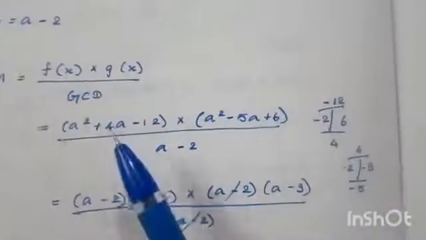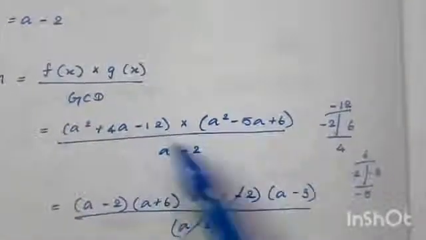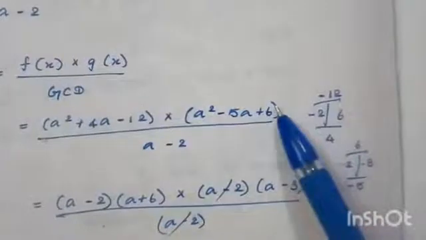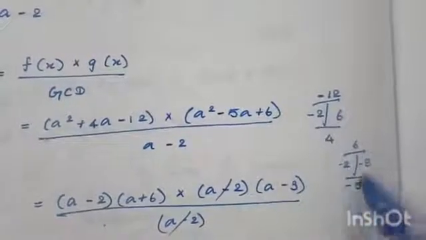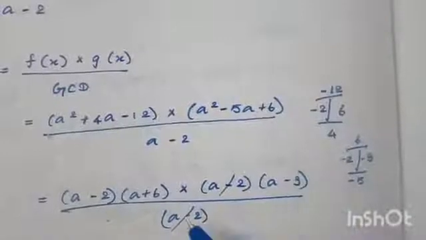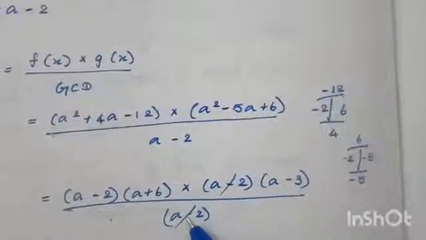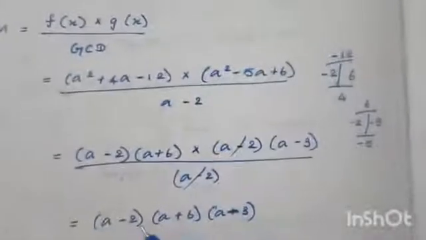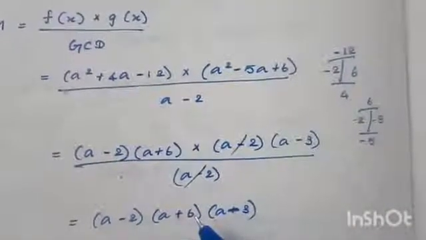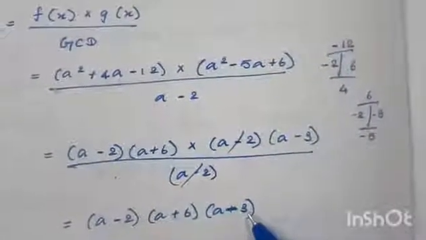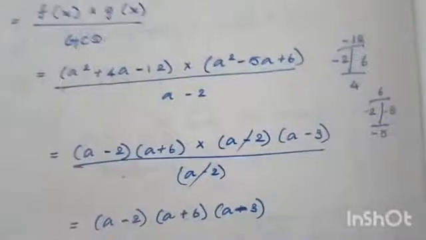So now the factors: this one is a minus 2 into a plus 6, and this one is a minus 2 into a minus 3. Using this, you write the factors divided by a minus 2. Since it is all a product, cancelling is possible. You cancel a minus 2. So after cancelling we have a minus 2 into a plus 6 into a minus 3. So this is the LCM.